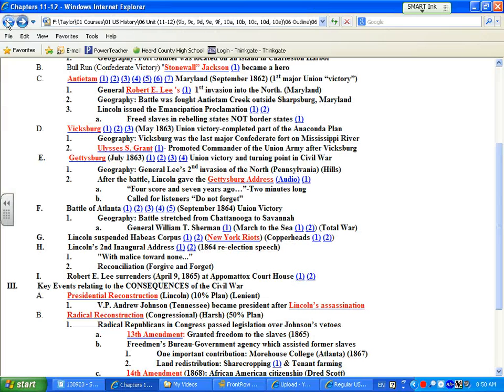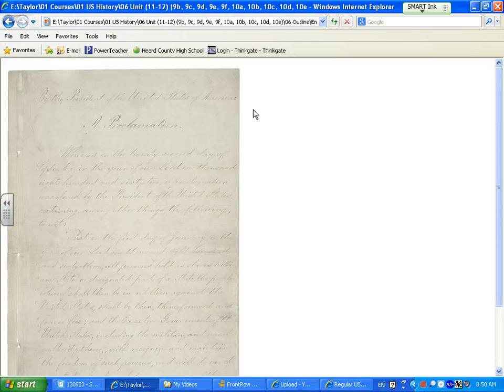The Battle of Antietam, what you need to know about it, it was the first major Union victory. It's the first time that Lee attempted to invade the North. It was fought along Antietam Creek near the city of Sharpsburg. And the final thing that you need to know about the Battle of Antietam was Lincoln was so confident after this battle that the Union was doing better, that he finally issues the Emancipation Proclamation.